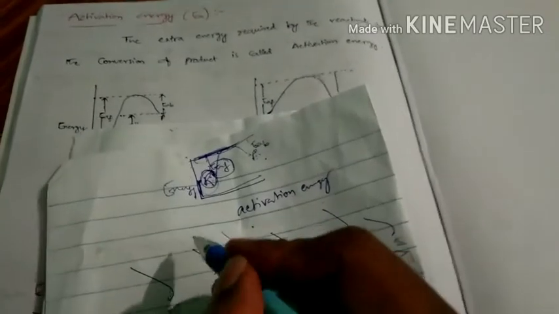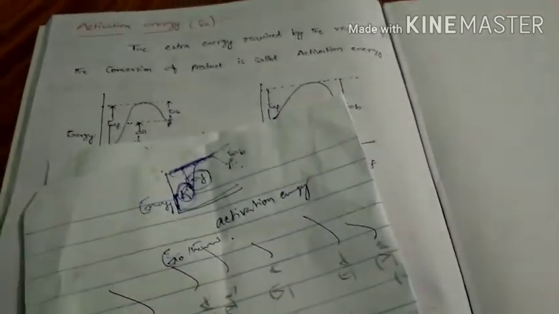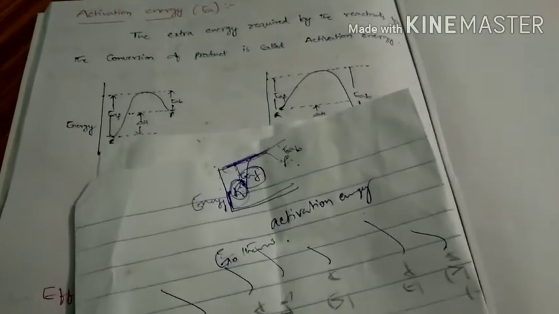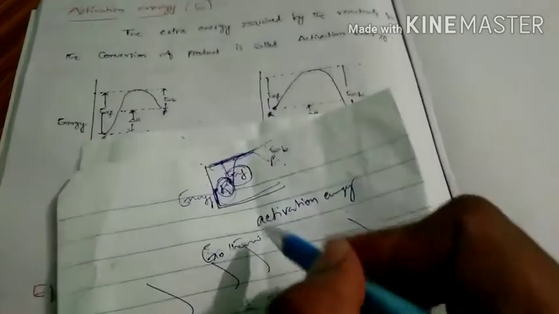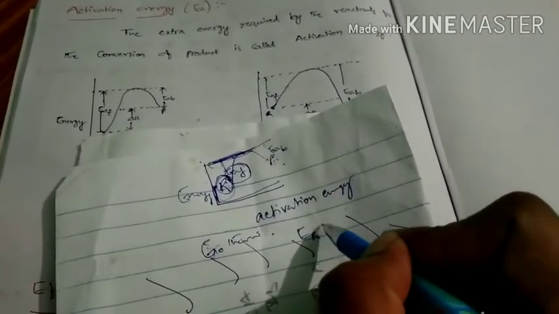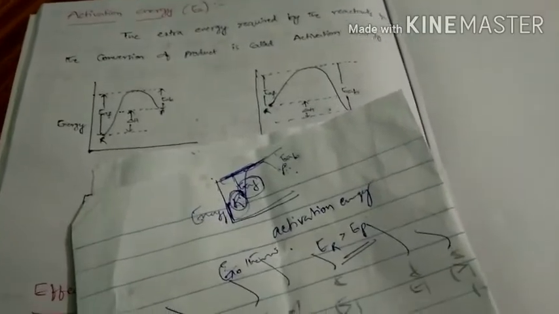Here, in case of exothermic reactions, that means in that reaction energy is released. We know that already. So here the point is, in case of exothermic reactions, energy of reactants is more than energy of products. We know that. In case of exothermic reactions, energy of reactants is more than energy of products.